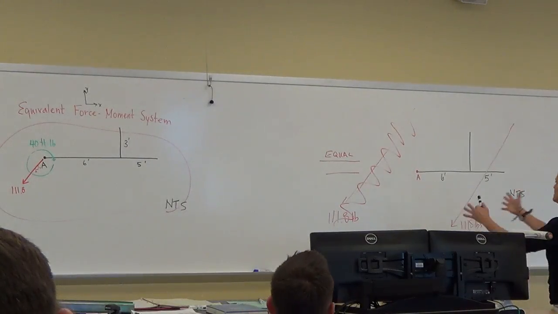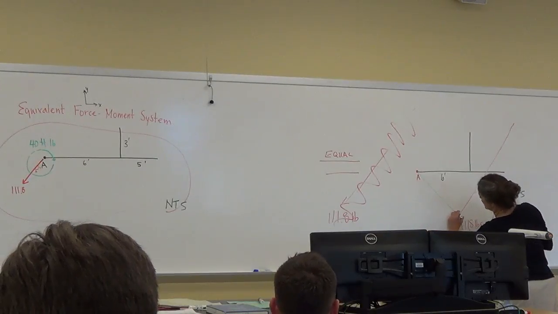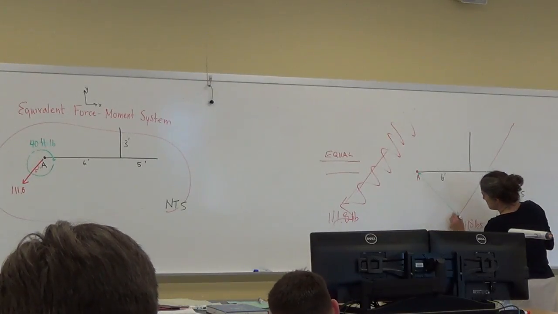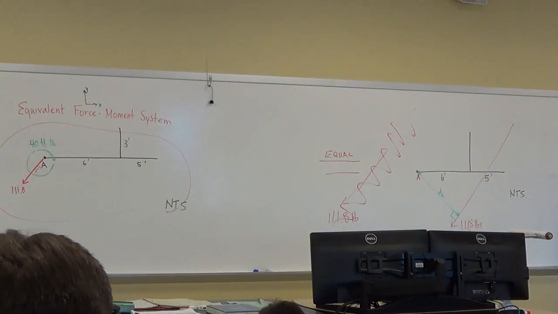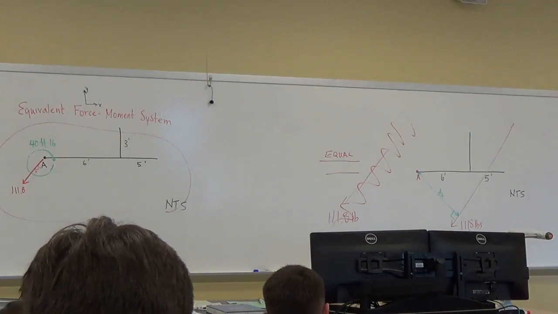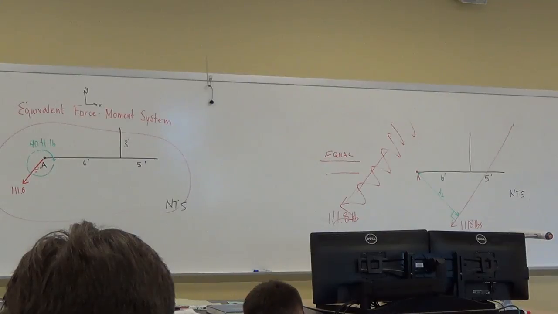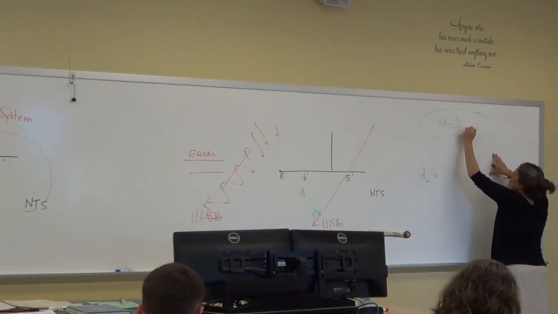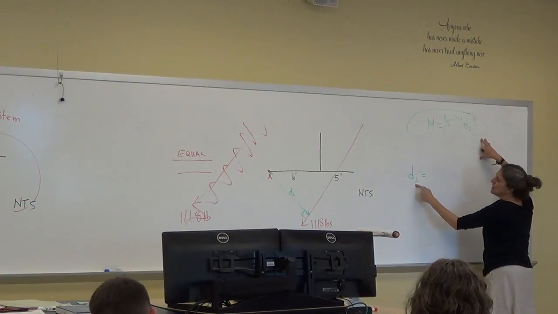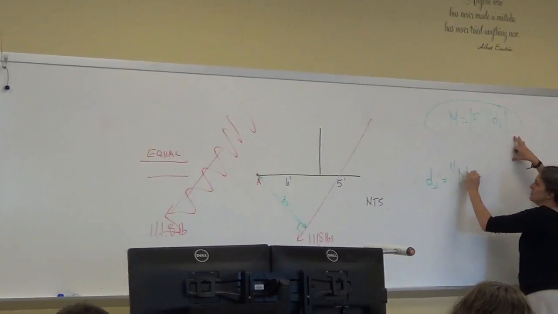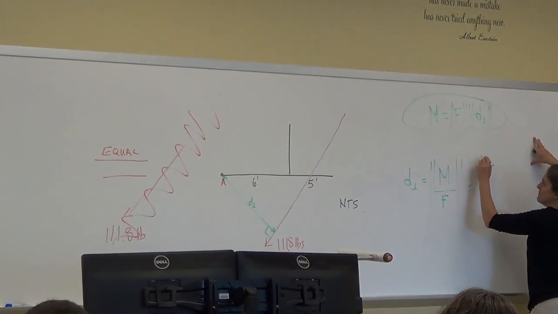But I don't know where it is. I don't know how far it is. But can I figure out what this perpendicular distance is? Yes. What is D perpendicular? How can I calculate it? Magnitude of moment divided by the force, because remember, we already know the moment is equal to the absolute value of the force times the absolute value of the perpendicular distance. So if I'm trying to find the perpendicular distance, it's going to be the absolute value of the moment divided by the force.